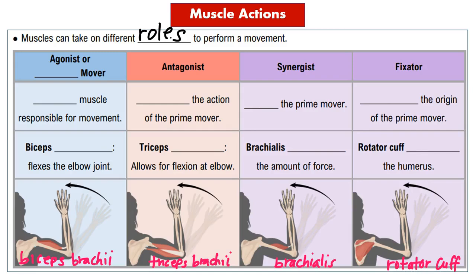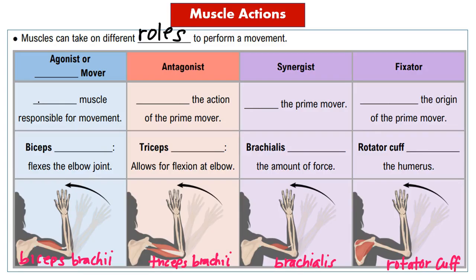Then you're going to have synergists, and they're going to aid the prime movement. That means there's going to be another muscle near or around that main muscle to make sure that bending for flexion is happening, for example. And then finally, we want to make sure we can actually stabilize that movement. So there are going to be more muscles that help stabilize that movement so we actually get the bending at the elbow, or flexion, that we're looking for.